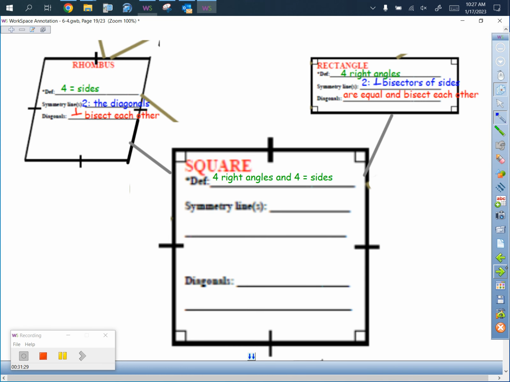Doesn't matter the order that you put them in. They both have to be there. 4 right angles and 4 equal sides. You know, if you say 4 equal sides and 4 right angles, same thing. It's all got to be there.